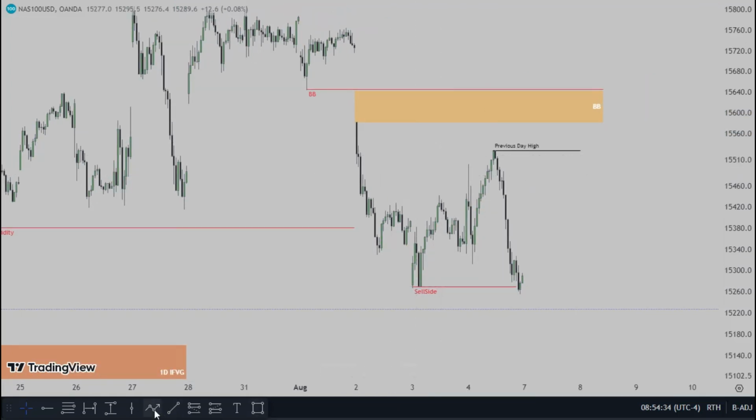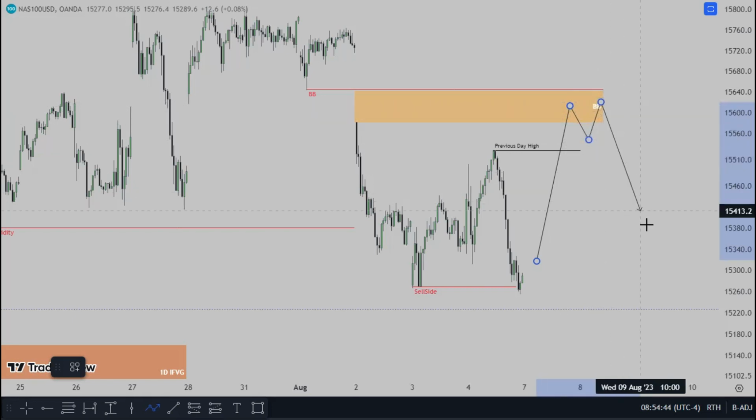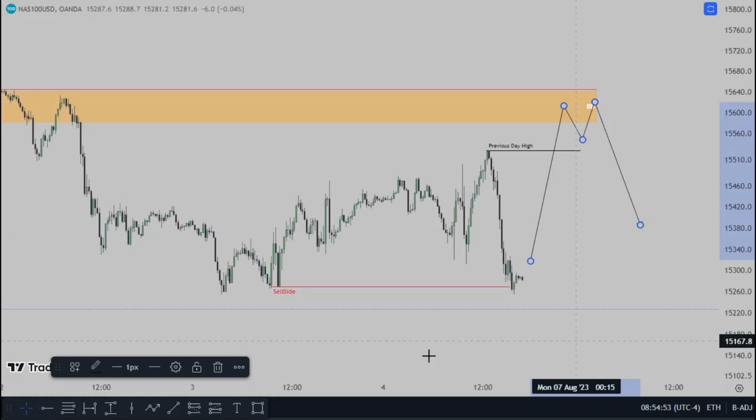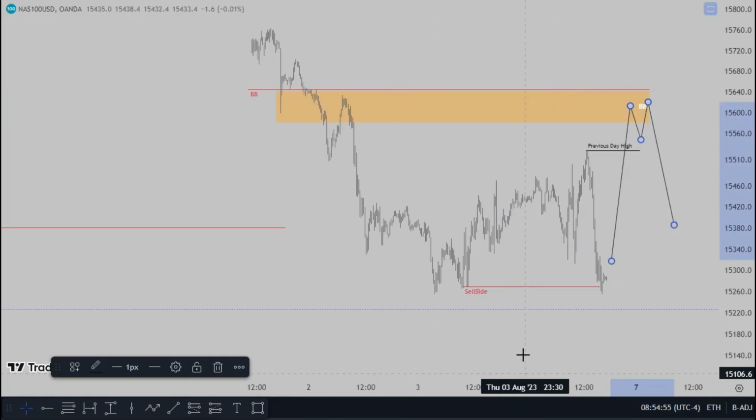So pretty much, if we are going to be looking for price to react here, we'll be looking for price to move bullish, violating buy side, and seeing if price is going to respect this gap, this breaker, and this potential fair value gap here. And then now let's go into electronic trading hours.